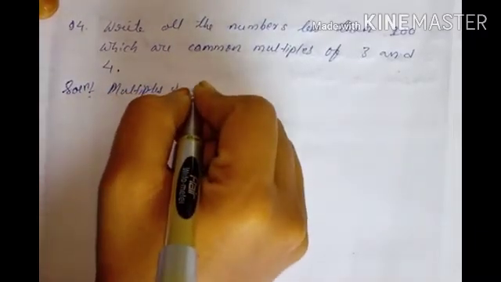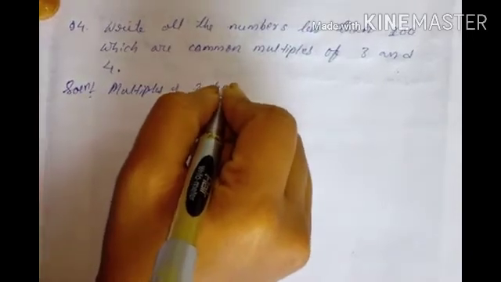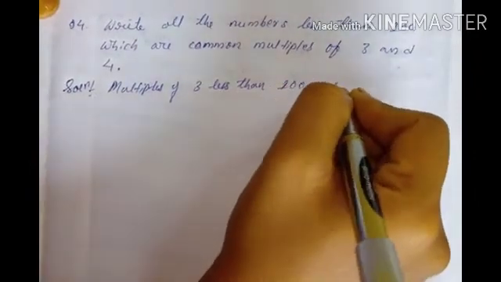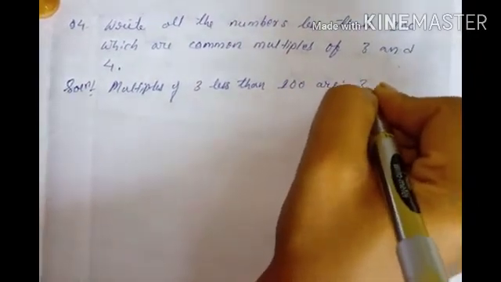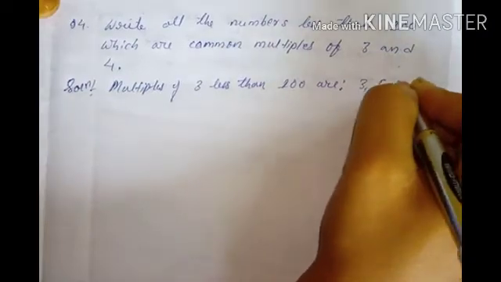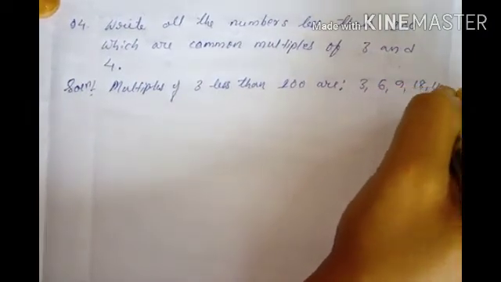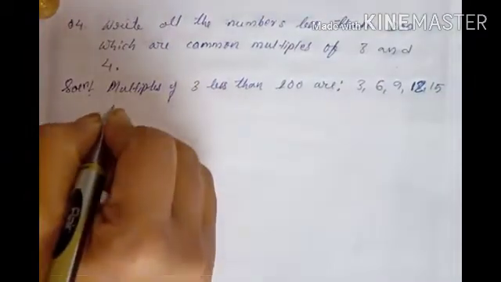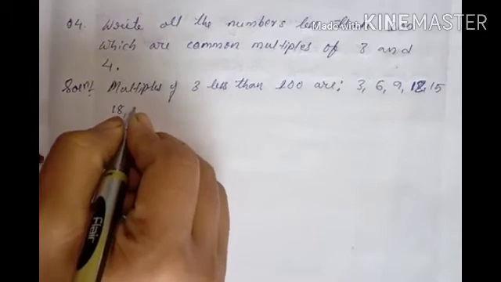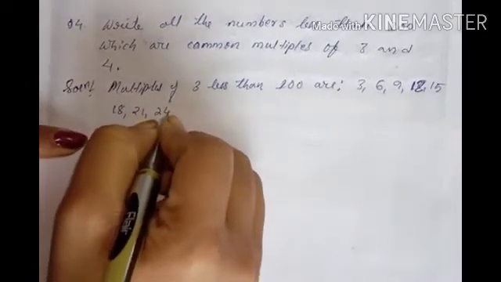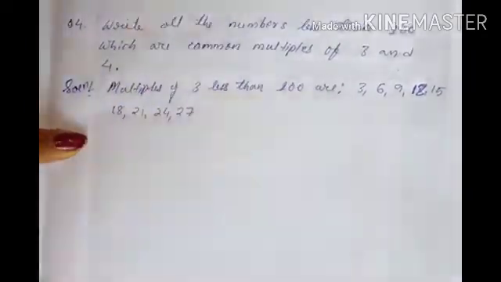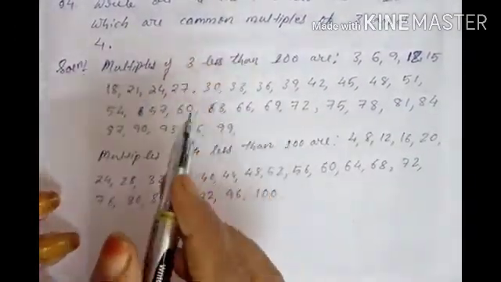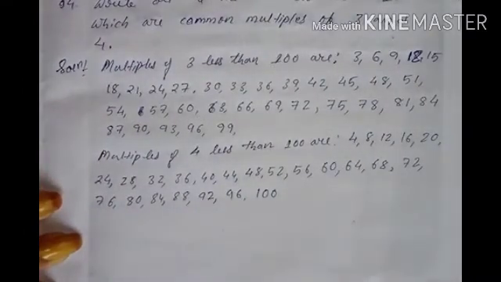Multiples of 3 less than 100. Now 3 1s are 3, 3 2s are 6, 9, 12, 15, 18, 21, 24, 27. So here I wrote all the multiples of 3 less than 100.